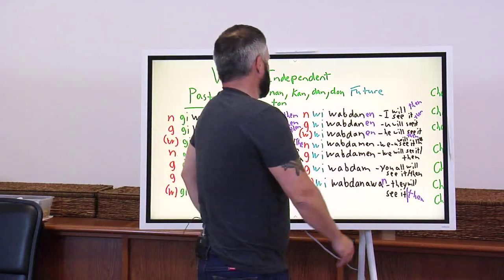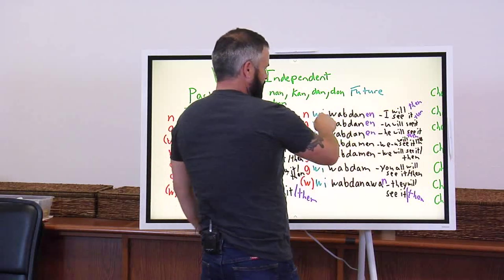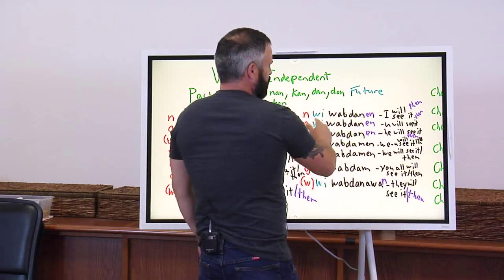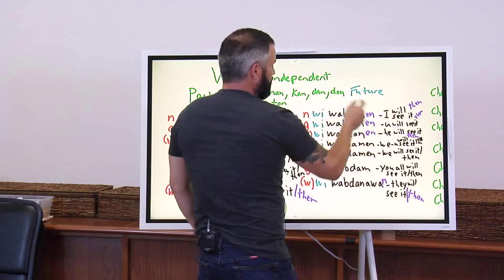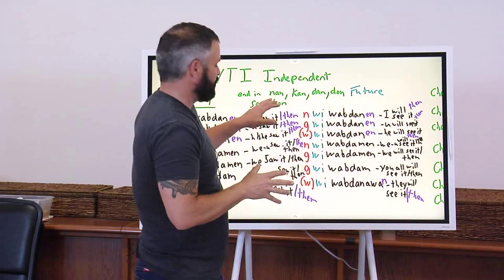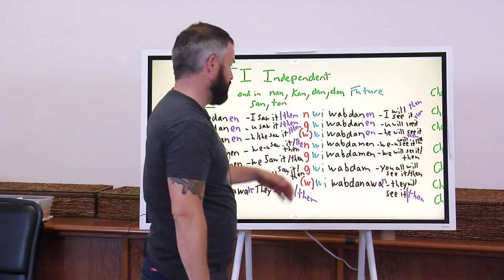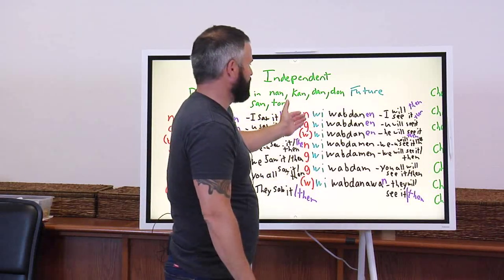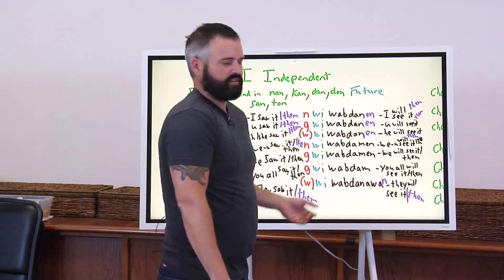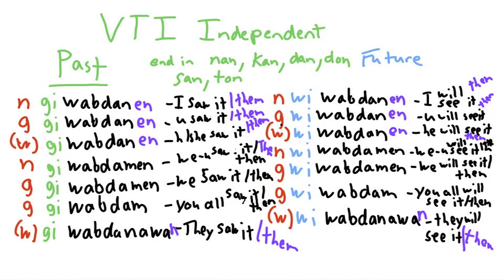Okay, over here is the future. Basically, it's the same thing. We're just sticking the we in there. Nawi wabdan, I will see it. Also, one thing to note with the future, it also can be translated as a desire, something that you want to do. So this same sentence could also mean, I want to see it, as well as I will see it. Nawi wabdan, I will see it.